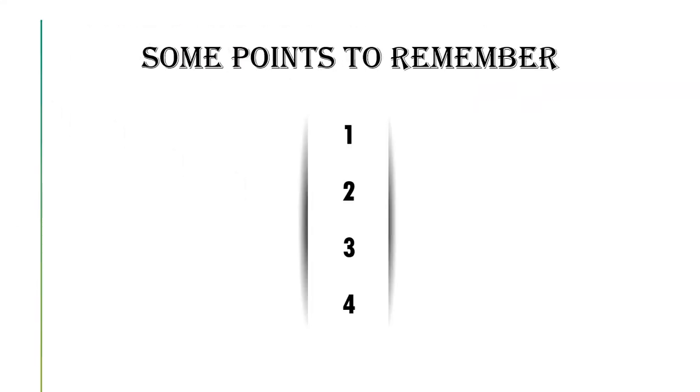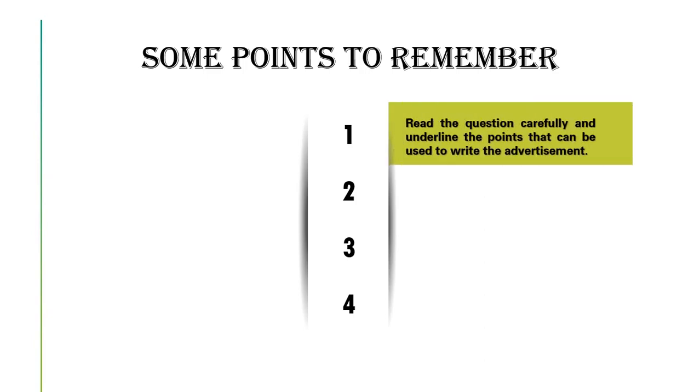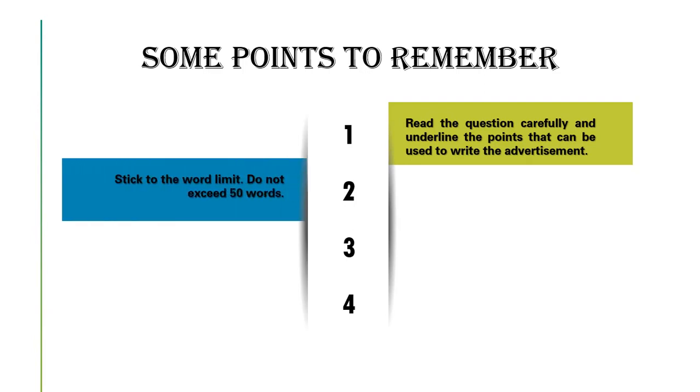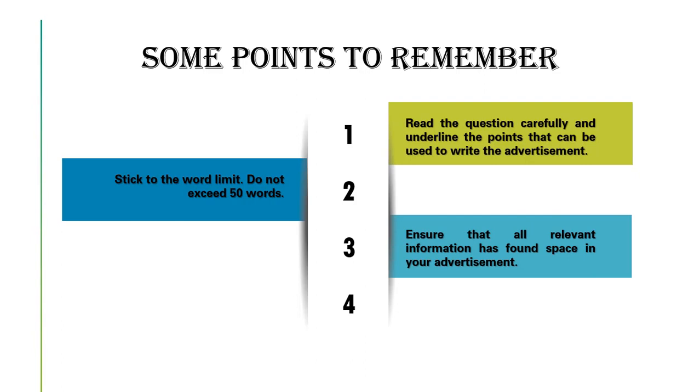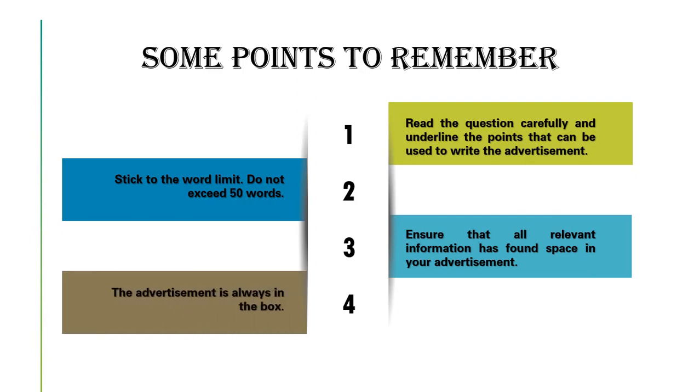Now, some points to remember while you're writing a situation vacant advertisement. First, read the question carefully and underline the points that can be used to write the advertisement. Remember, out of 50 words, 13 to 14 words are already in the question. So your job is almost one-third done. Next, stick to the word limit. Do not exceed 50 words. That's your word limit. Next, ensure that all relevant information has found space in your advertisement. And finally, the advertisement is always in the box.